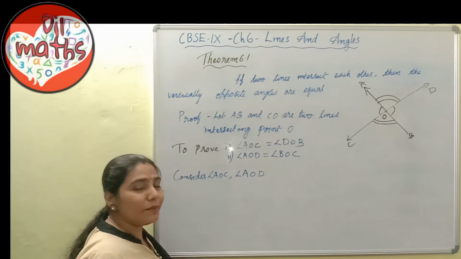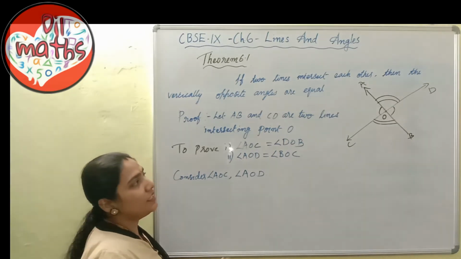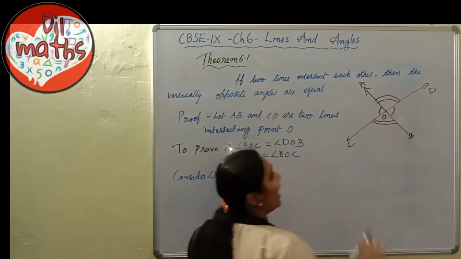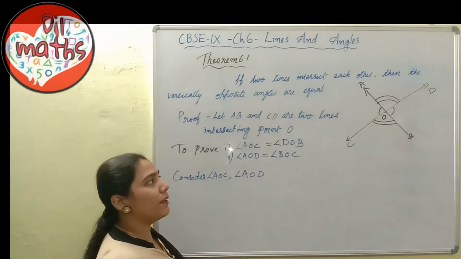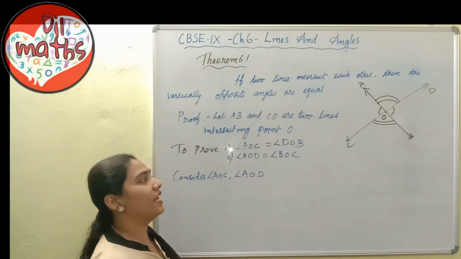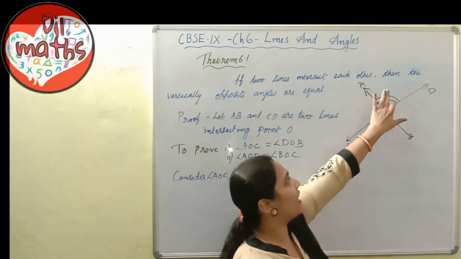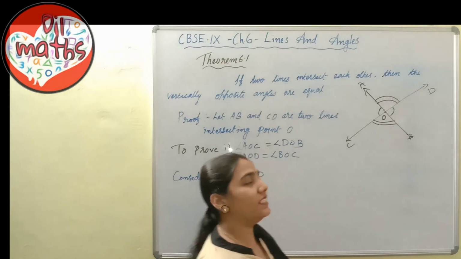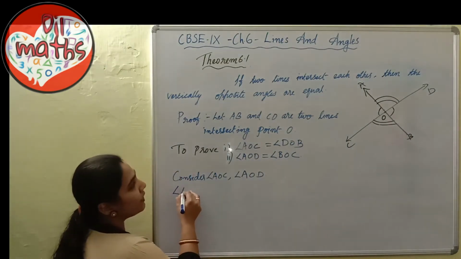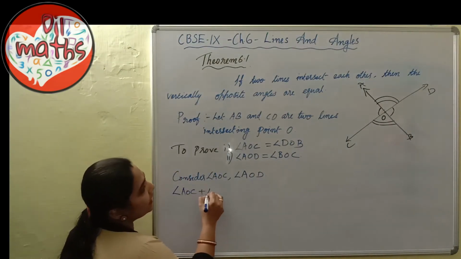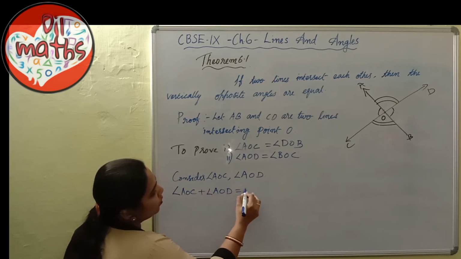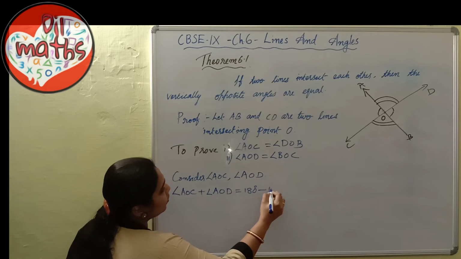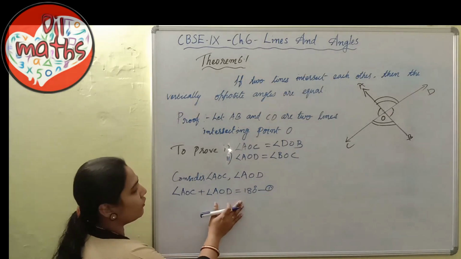Therefore, by using linear pair axiom, what can we say? The sum of these two angles will be 180 degrees. Definitely, isn't it? By using linear pair axiom, we can say that these two adjacent angles sum is equal to 180 degrees. That means angle AOC plus angle AOD is equal to 180 degrees. This is our first equation by using linear pair axiom.